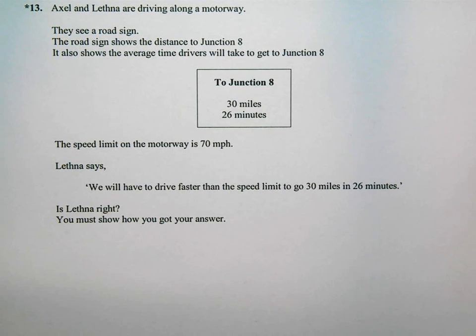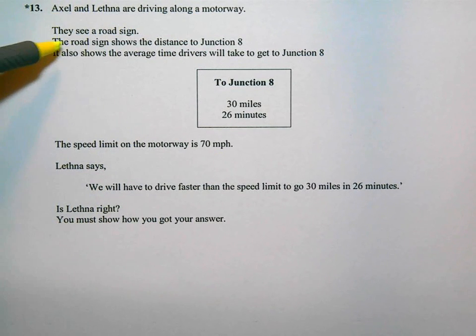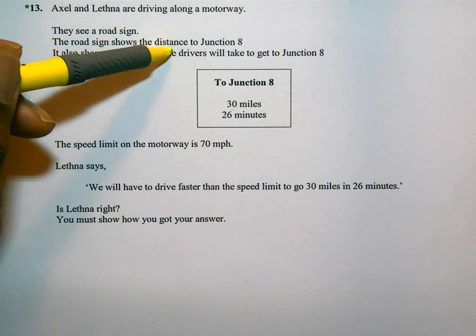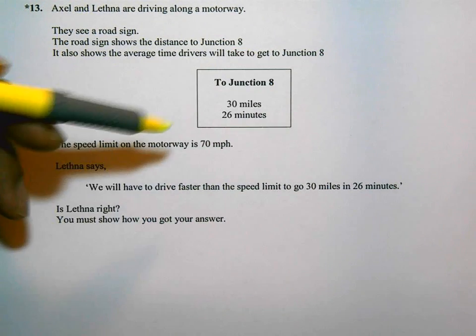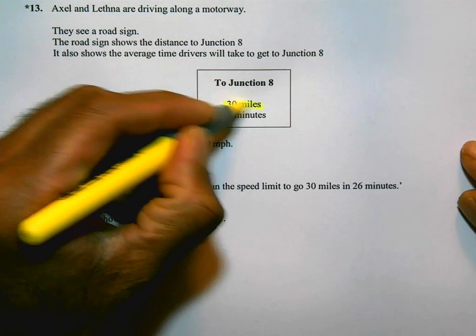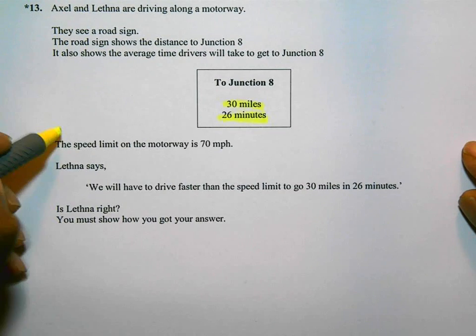This is question number 13 on the November 2013 higher calculator paper. This question says Axel and Leithner are driving along a motorway. They see a road sign. The road sign shows the distance to junction 8. It also shows the average time drivers will take to get to junction 8. And it says 30 miles to junction 8, and it takes 26 minutes to get to junction 8.